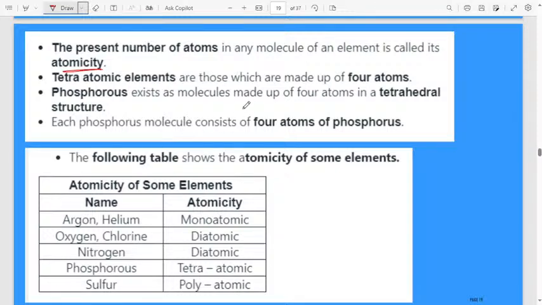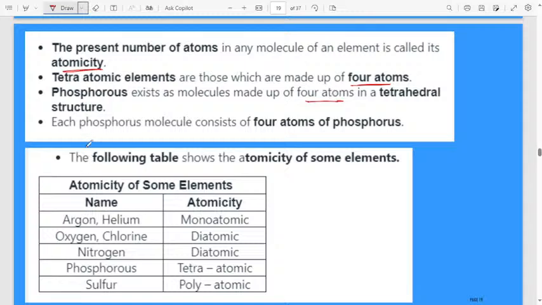Tetraatomic molecules are those made up of 4 atoms. Phosphorus exists as a molecule made up of 4 atoms in a tetrahedral structure. Each phosphorus molecule consists of 4 atoms of phosphorus. Atomicity is nothing but the number of atoms present in a molecule. Phosphorus, the atomicity will be 4, it exists in a tetrahedral structure, therefore it contains 4 atoms.